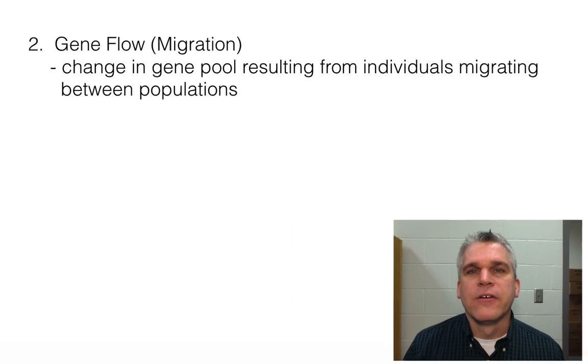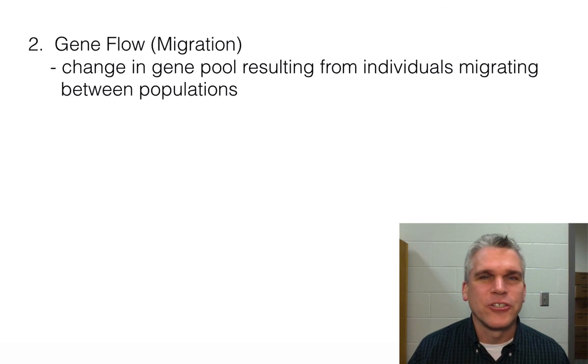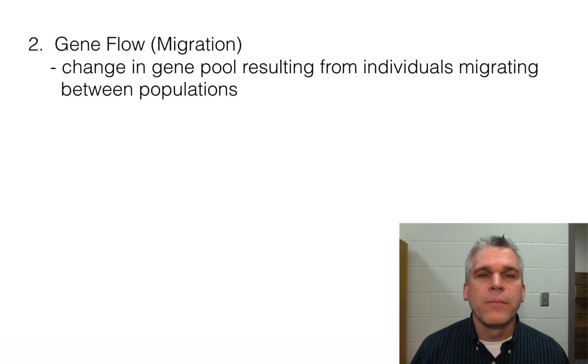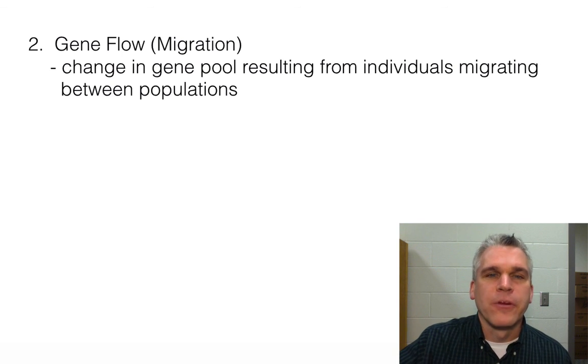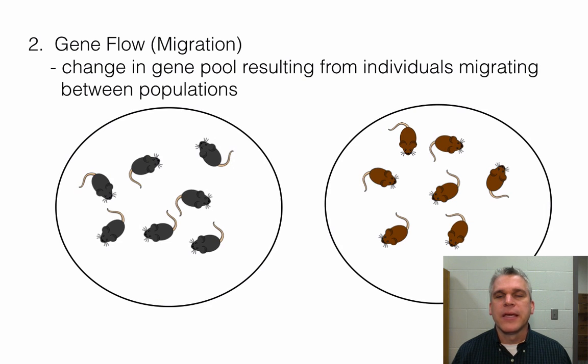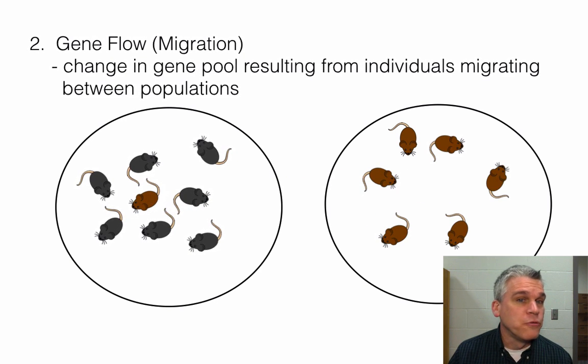Another way that allele frequencies can change is through gene flow. Now this is just a scientific term. It really means migration. This is when individuals from one population move into another population. So let's get our mice back out here again. Let's say we have a population of black mice and a population of brown mice. But one day a brown mouse decided to move, and now it's in the black mouse population. That just changed the allele frequency. Before there were no brown alleles, now there are some brown alleles.